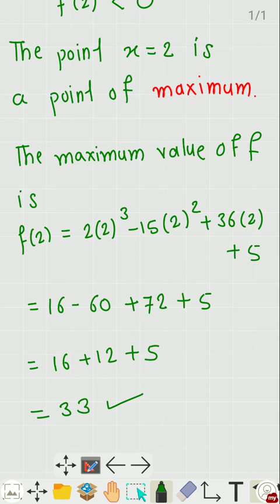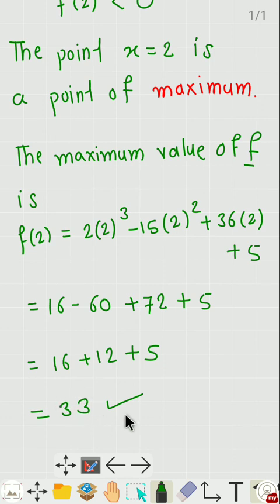33, is it correct? I think it is not correct. Okay, let me check again. Yes, it is correct. 33 is the maximum value. The maximum value of f is 33.